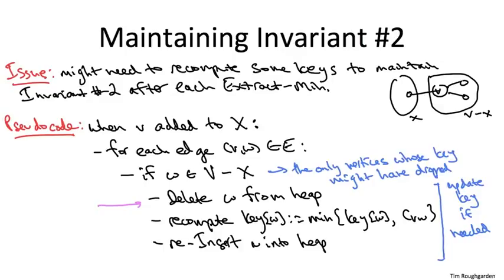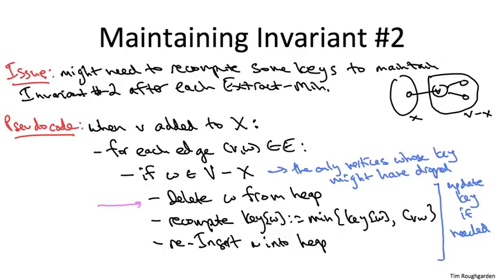So that completes the high-level description of how you maintain invariants 1 and 2 throughout this heap-based implementation of Prim's algorithm. Each iteration you do an extract min. Following the extract min, you run this pseudocode to restore invariant number 2, and you're good to go for the next iteration.